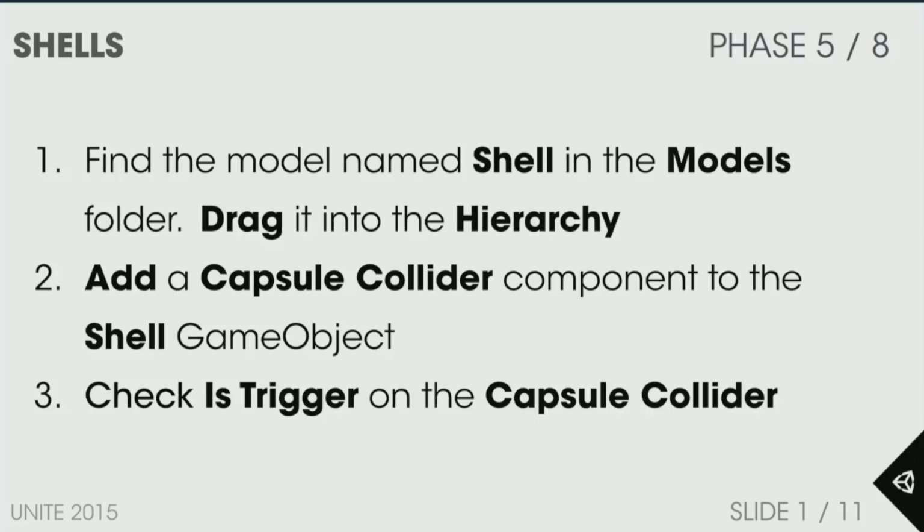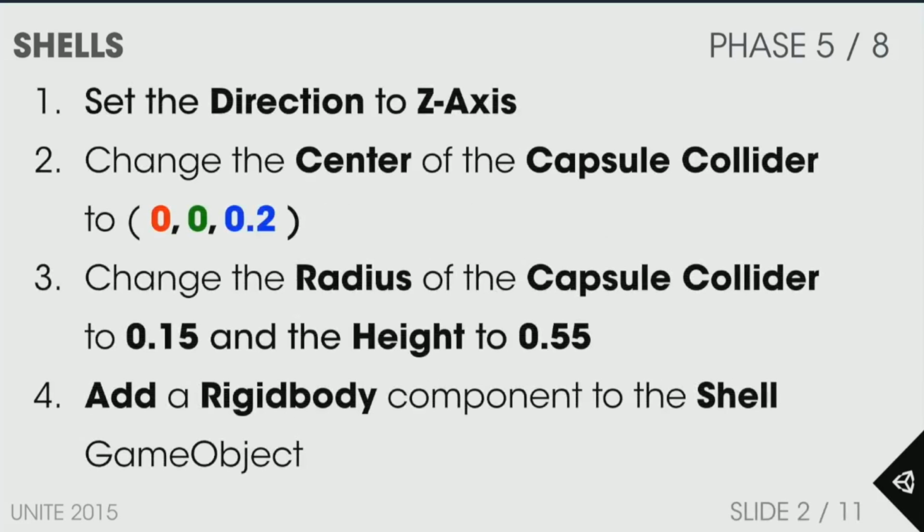Then we set the direction to Z-axis, and we change the center. The center is basically where that originates from, so you can offset your colliders if you need to, art-wise. And the radius we've set to 0.15, so radius of the capsule, and the height to 0.55. And we added a rigid body to make sure that it's under control of the physics engine.